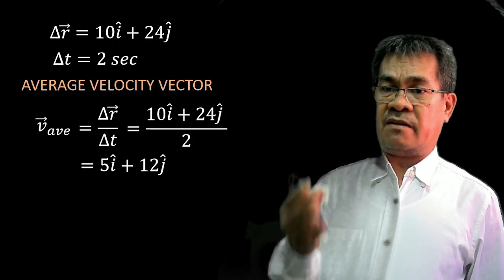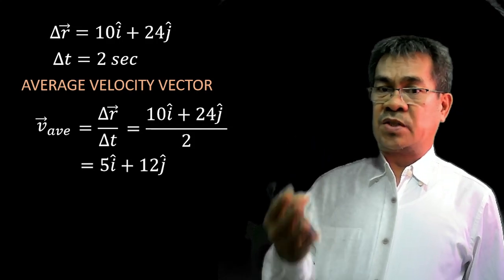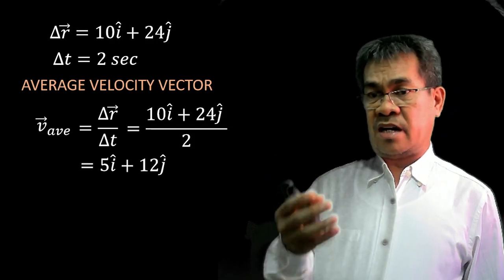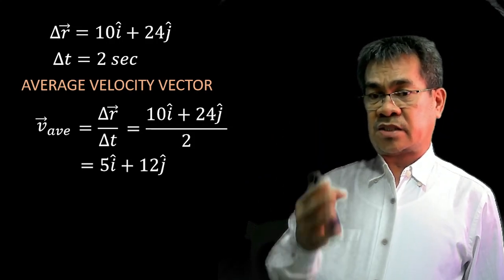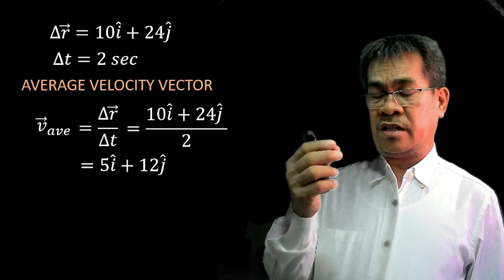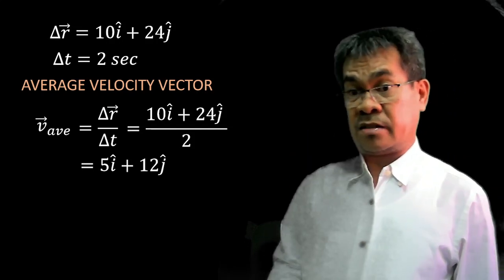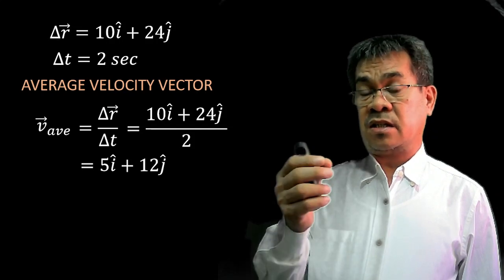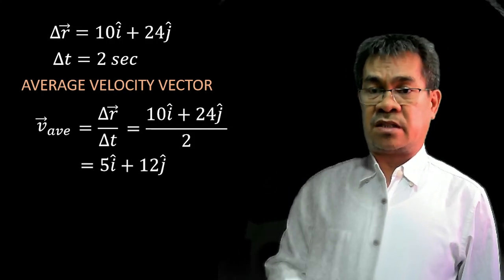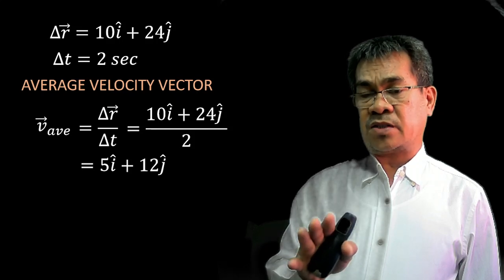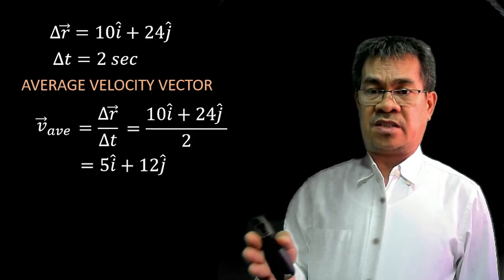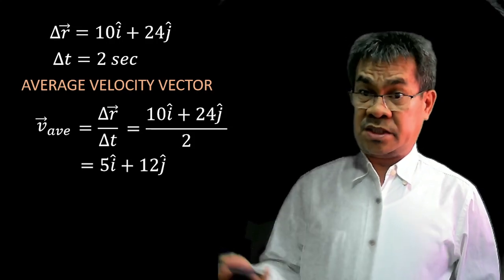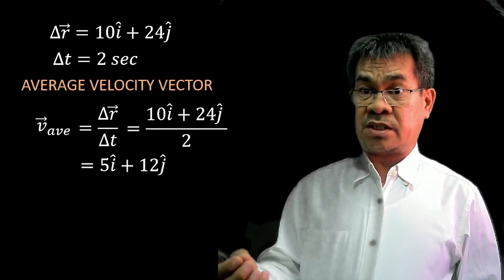We call this the average velocity vector. And we notice that the average velocity vector is actually lying on the xy plane. The reason is that the components present in the answer contain i hat and j hat, which means that there is no velocity with respect to the z-axis, because of the absence of the k hat. So this is the average velocity vector.